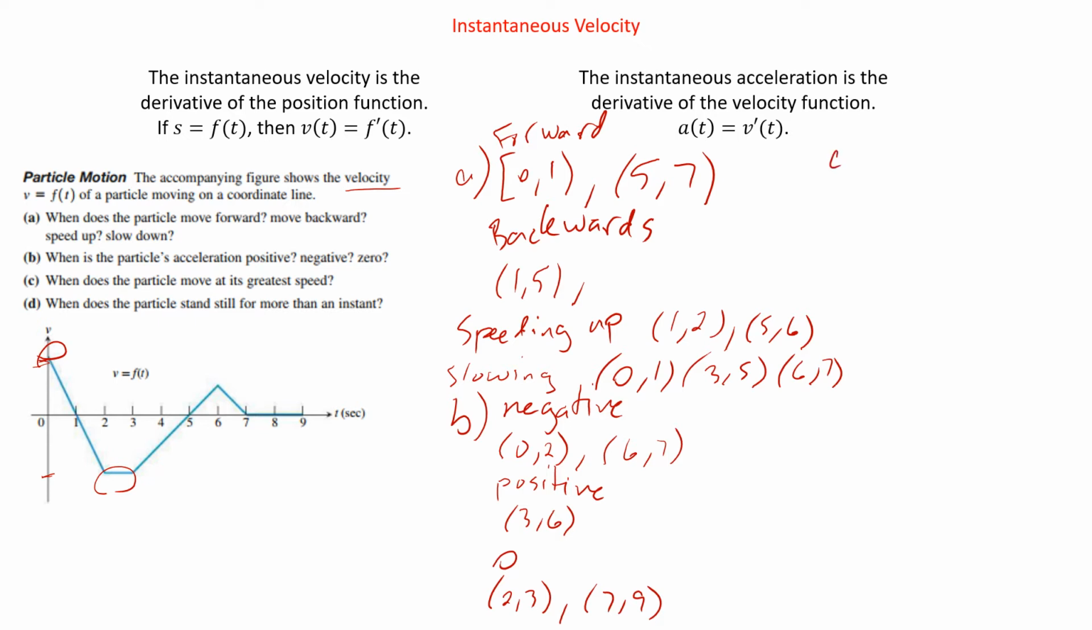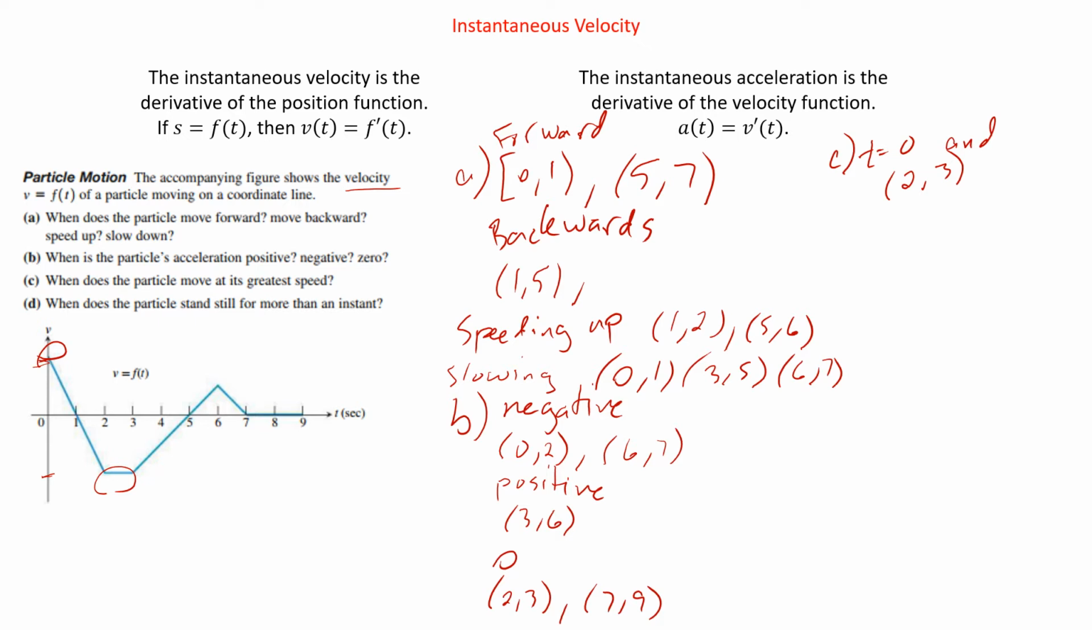We don't have this axis labeled, but that looks like it's about the same. So I would say for C, the speed is greatest at t equals 0, and from when t is 2 to 3. That's when the speed is the greatest. One of those might be a little bit bigger than the other. It's tough to tell, but they look about the same. And then when does a particle stand still for more than an instant? It stands still when the velocity is 0.